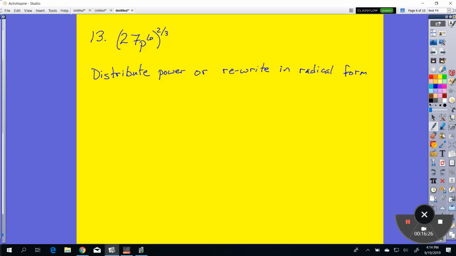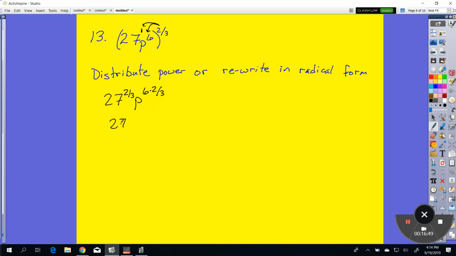Okay, so with this problem, there's two ways we can do it. We can distribute the power or rewrite it in radical form. If I distribute the power, it goes to each of these powers. 27 really has a power of 1, so we write it to each one. So it's really 27 to the 2/3 times p to the 6 times 2/3.